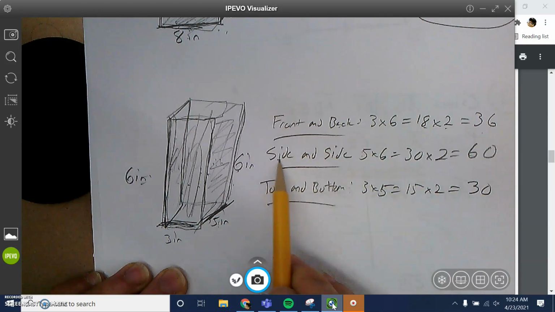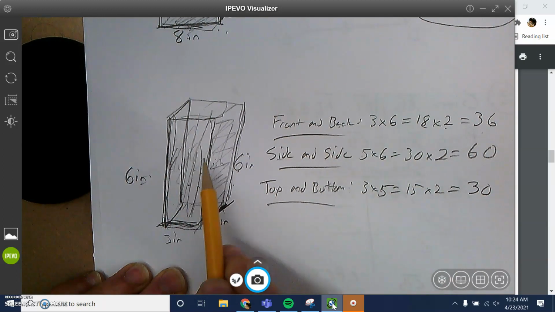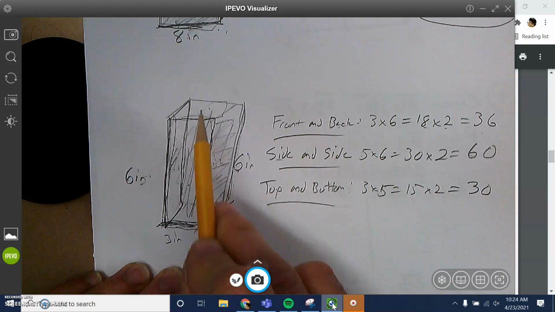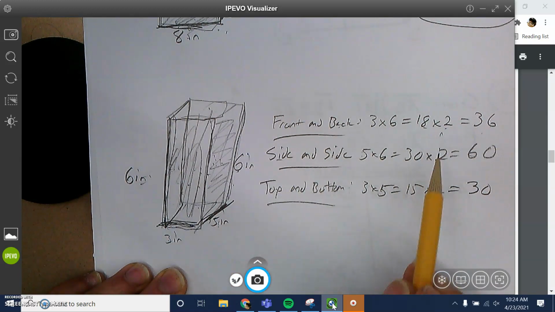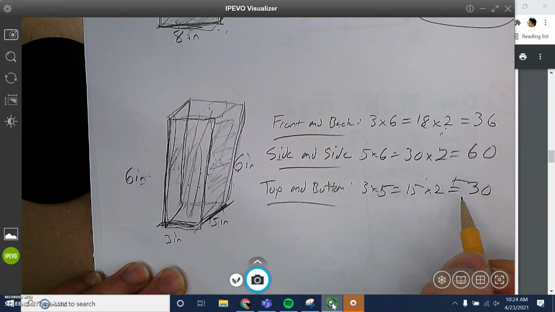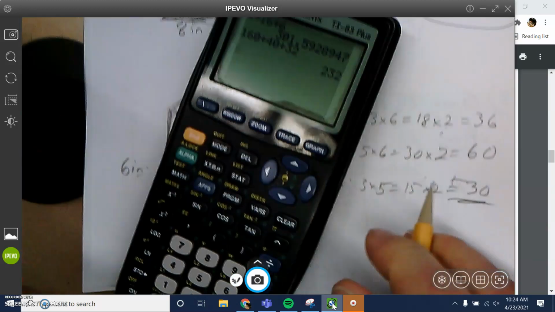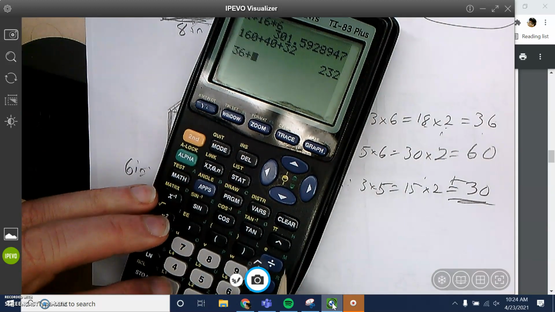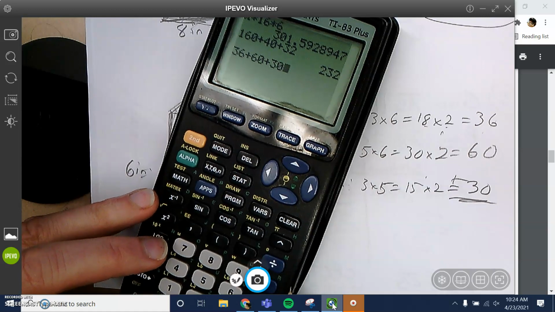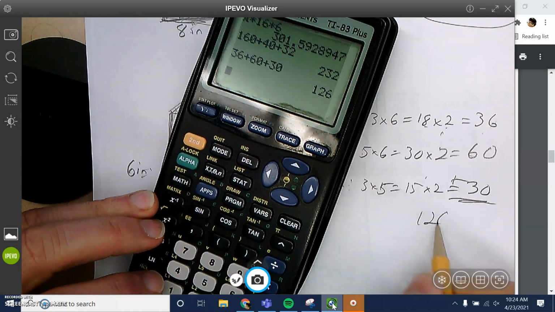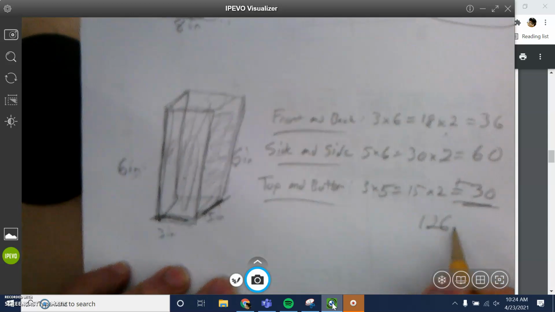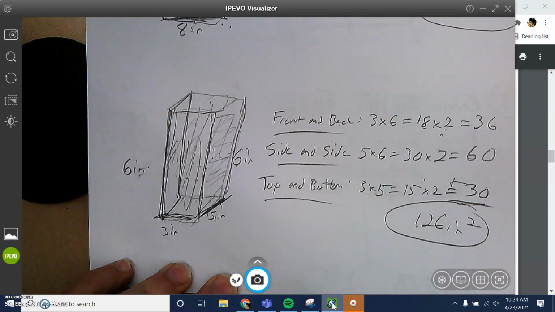So I got 1, 2, 3, 4, 5, 6 faces, front and the back, right and the left, top and the bottom. 2, 4, 6. Okay, so here's the areas, so I'm just going to add them all up. 36 plus 60 plus 30 is 126 inches squared. There we go.